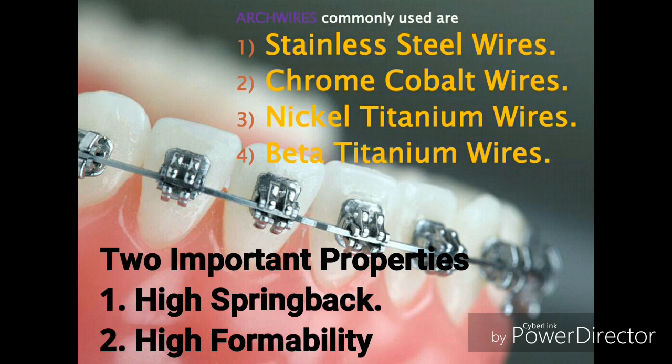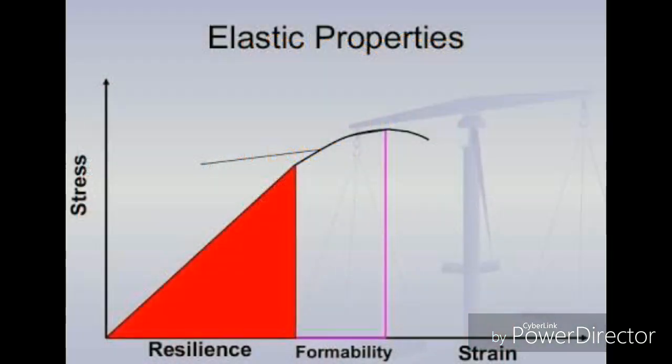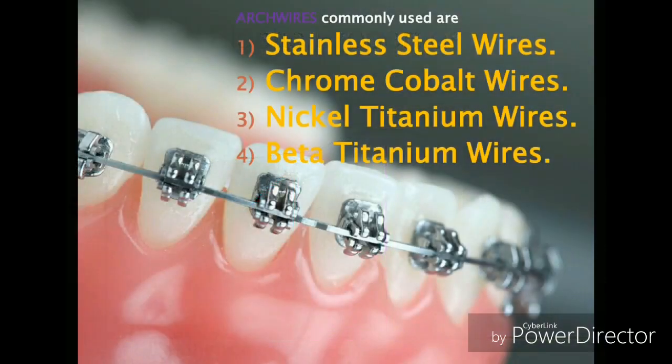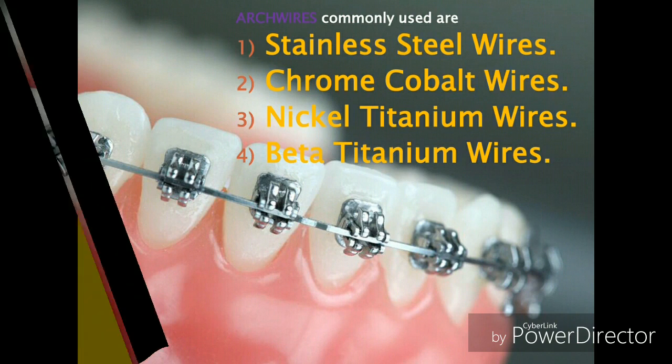Secondly, the wire should have high formability. That is, it should have a capability of being easily shaped, bent, or transformed into complicated configurations like loops and helices without getting fractured.